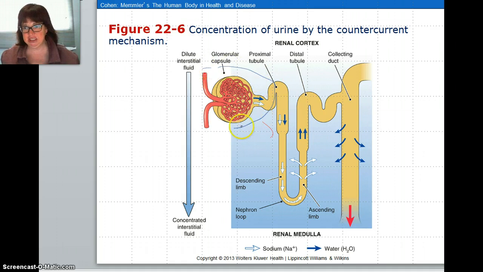Filtration occurs in the glomerulus because of the blood pressure from the heart. Everything but blood cells and proteins gets pushed out from the blood into the tubule. Okay? Everything. All the water, all the salts, all the good stuff, all the bad stuff. Everything but red blood cells and proteins will leave your blood. Bad filter, but this is called filtration right here. Filtration goes out. Then, after that, the next process is reabsorption.